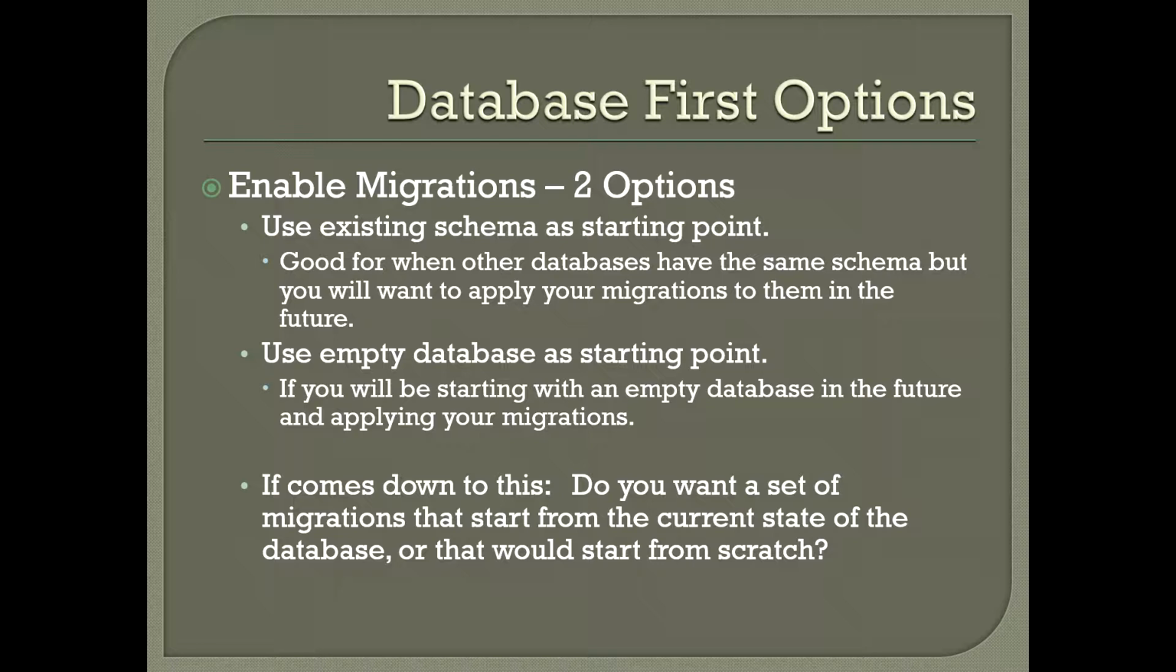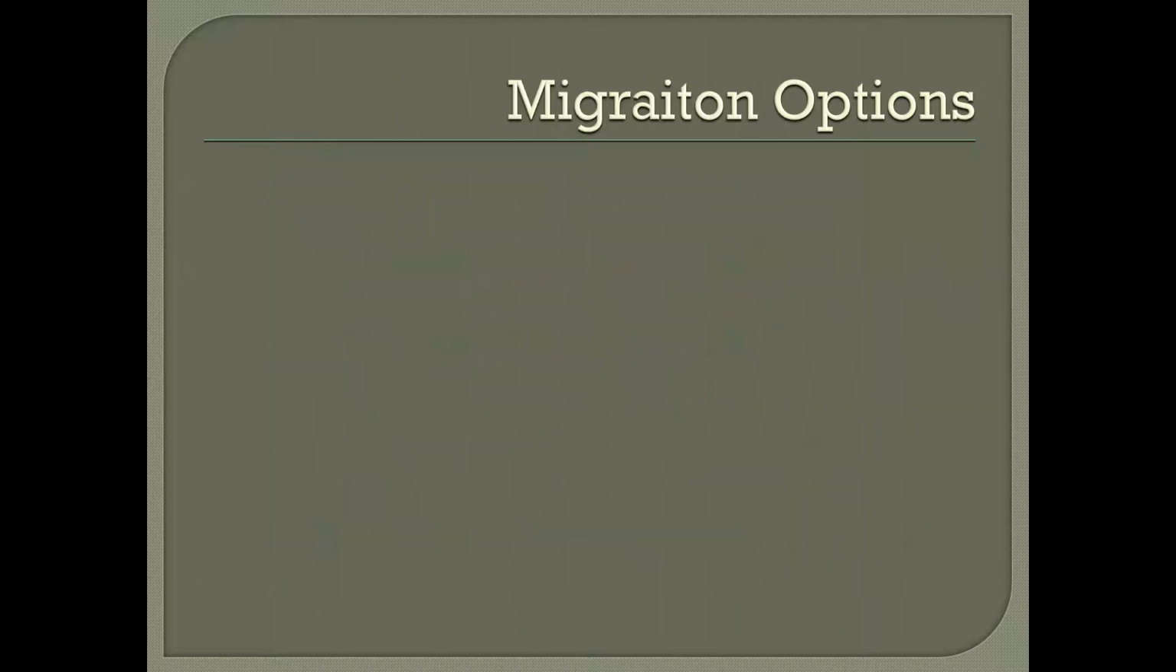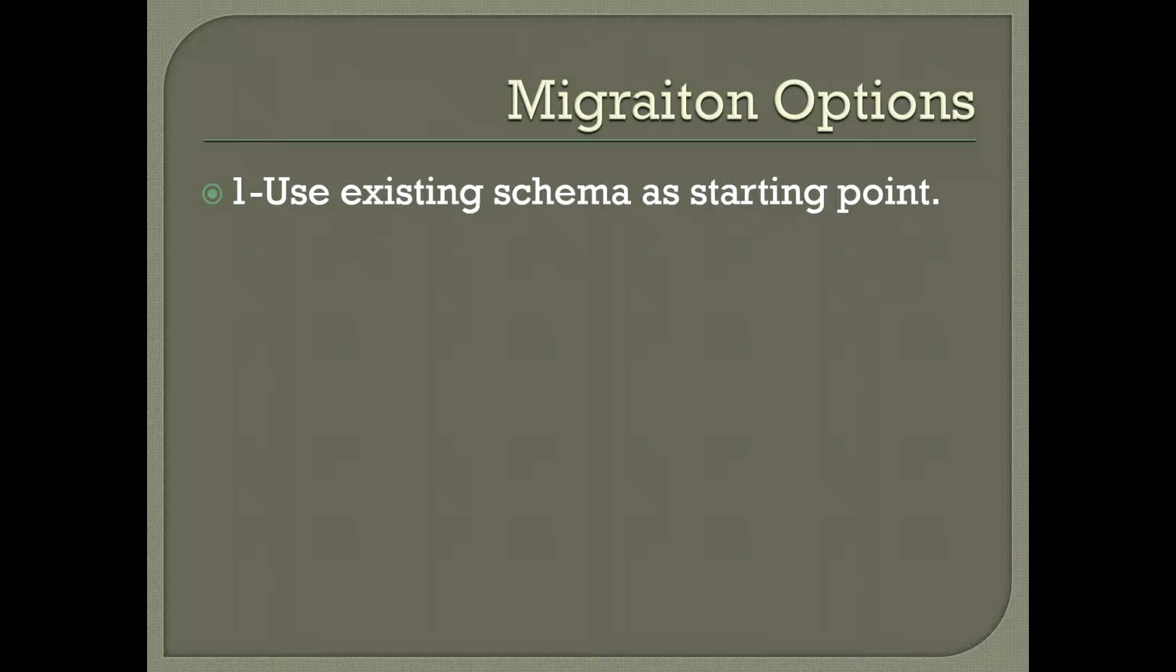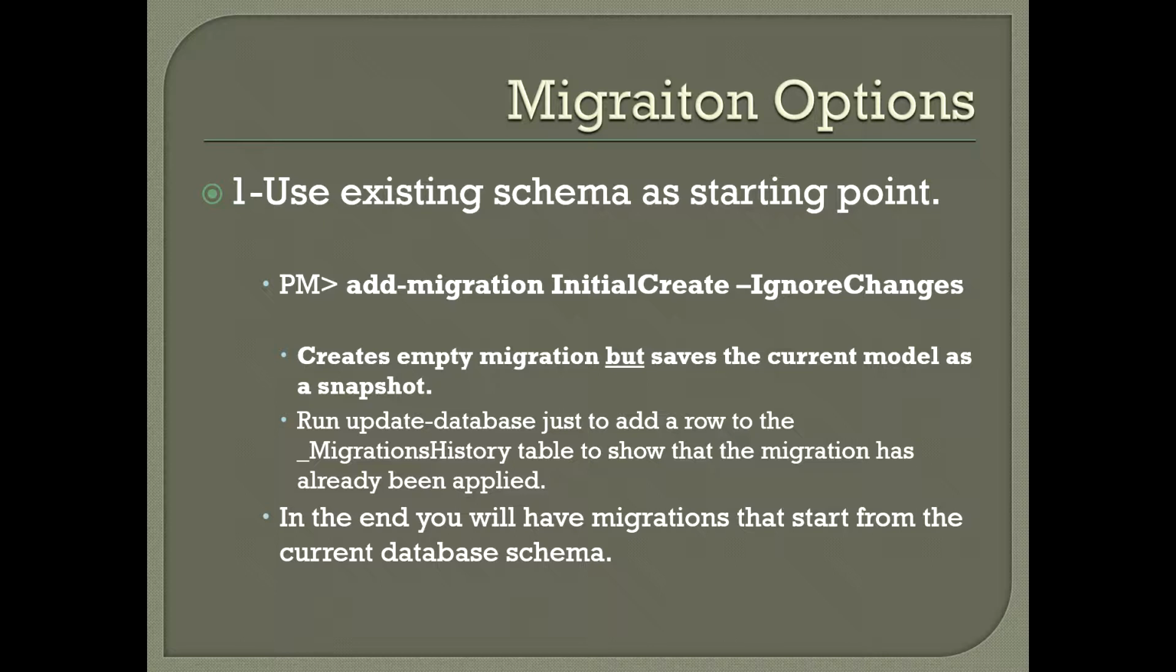Right? So there's no right or wrong, it's just which approach you want to implement. But just be aware of a couple things then. If we take that first approach, using the existing schema as a starting point, then all we do is, after we enable migrations, when we go to add the first migration, you use the option dash ignore changes. So basically it will generate an empty migration. The up and the down will be empty, nothing in them.